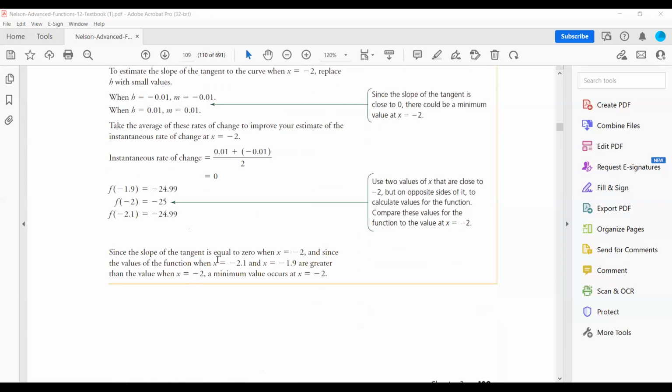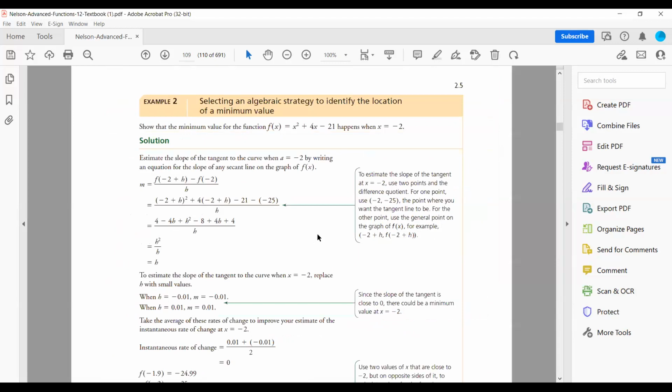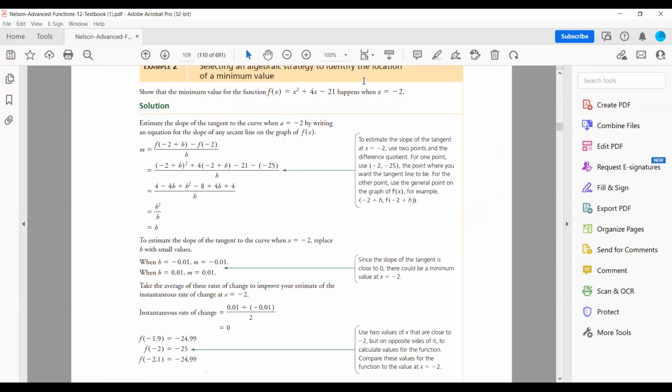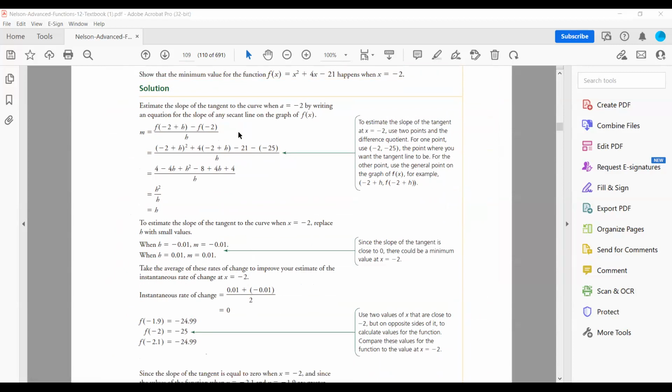Since the slope of a tangent is equal to 0 when x equals negative 2, and since the values of the function when x equals negative 2.1 and x equals negative 1.9 are greater than the value when x equals negative 2, a minimum value occurs at x equals negative 2. Please take a moment to note down this solution because it's really important for your future understanding and studies. This is one of the most convenient methods of solving rate of change problems.